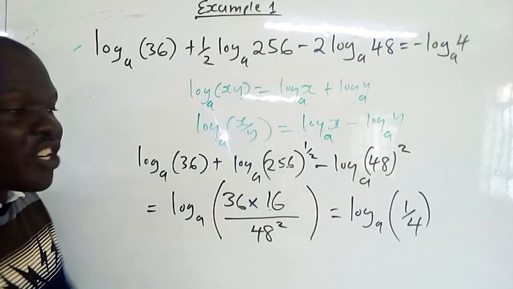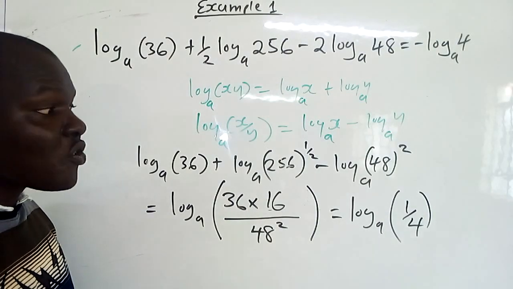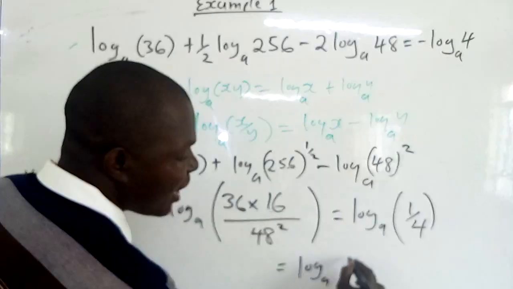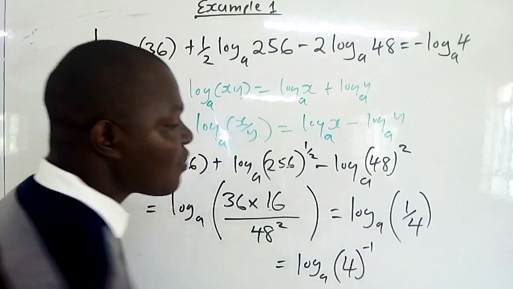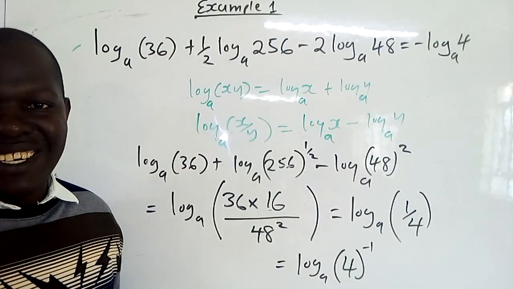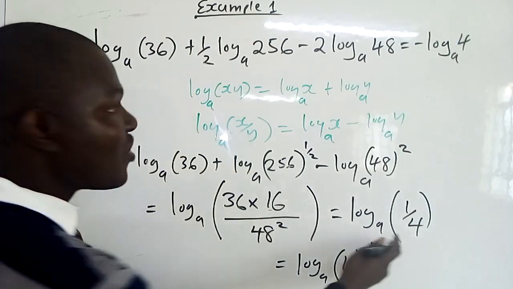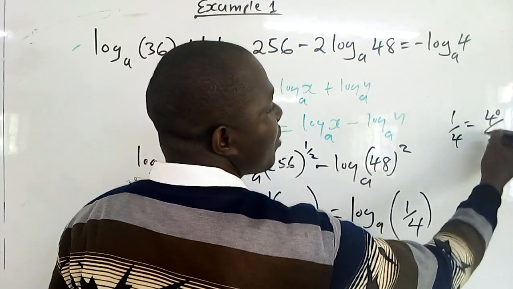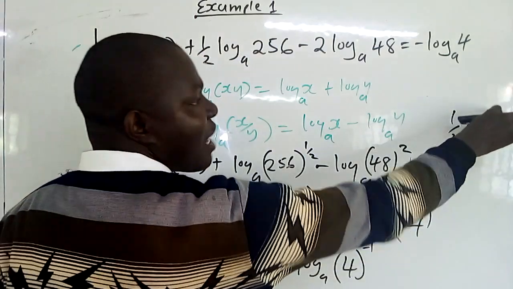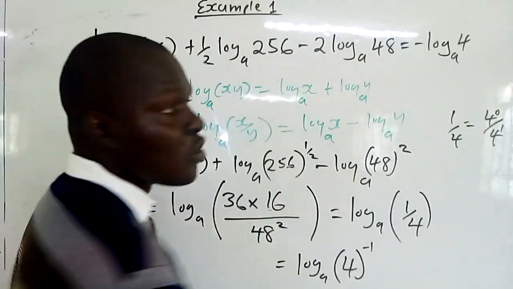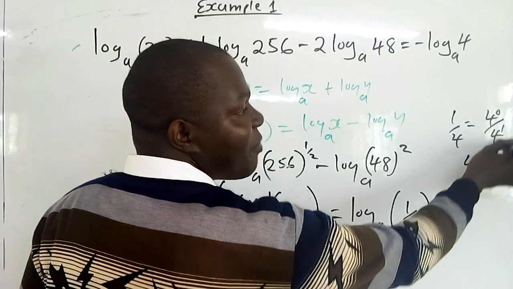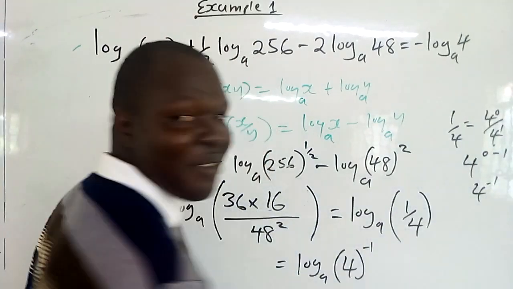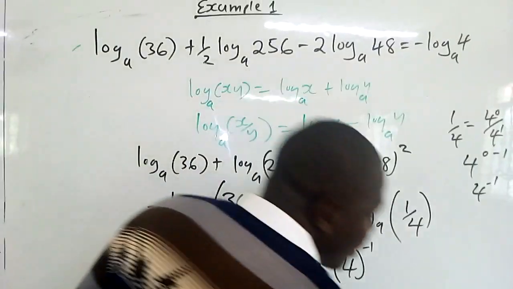So if you use the laws of indices, what is 1 over 4? It is 4 raised to negative 1, isn't it? Negative 1 means reciprocal. Are we together? Because this 1 over 4, you can as well say is 4 raised to power 0 over 4 raised to power 1, because any number raised to power 0 is 1. So in the laws of indices, same base with a division sign, you subtract the powers, so that is 4 raised to negative 1.